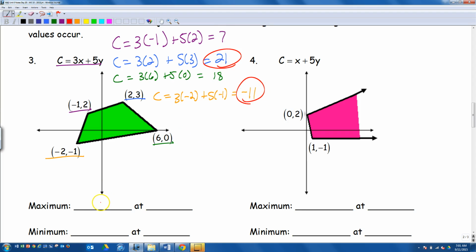So we want the value first. The maximum is 21, and it's at the point 2, 3. Because that's the point that gave us that maximum for that function. The minimum is going to be negative 11, and that's at the point negative 2, negative 1.